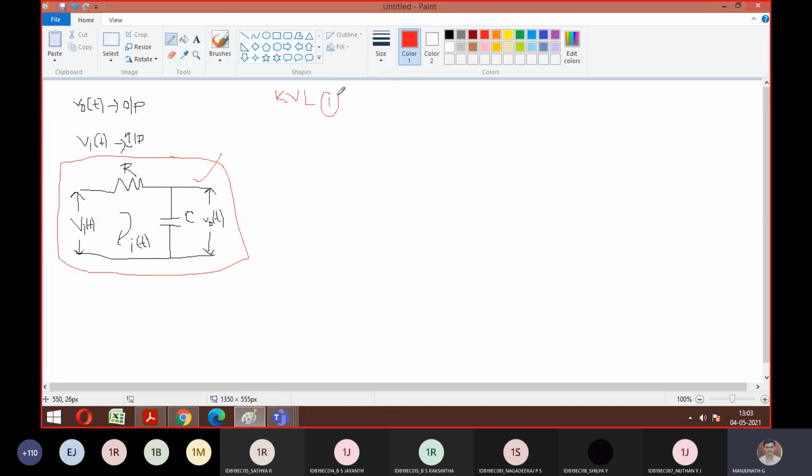After applying KVL to mesh 1, can you tell me the equation, guys? In general, V is equal to I into R. That is what mesh analysis tells. What is V here? V is the input, so I can write it as Vi of t. The input voltage is equal to, remember Ohm's law, V equals I into R. Across the resistor it is I of t into R, so write it as R into I of t. Across the resistor is done.